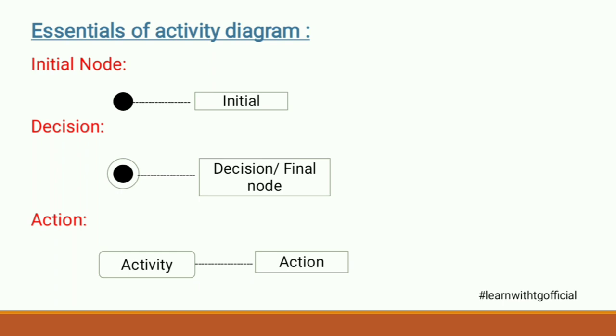An action represents the steps that are taken in an activity. Actions are represented by rounded rectangles. As given in the representation, the first one is a filled circle, which is an initial node. The second one is a rounded rectangle, which represents an action. The third one, bullseye, is a decision.